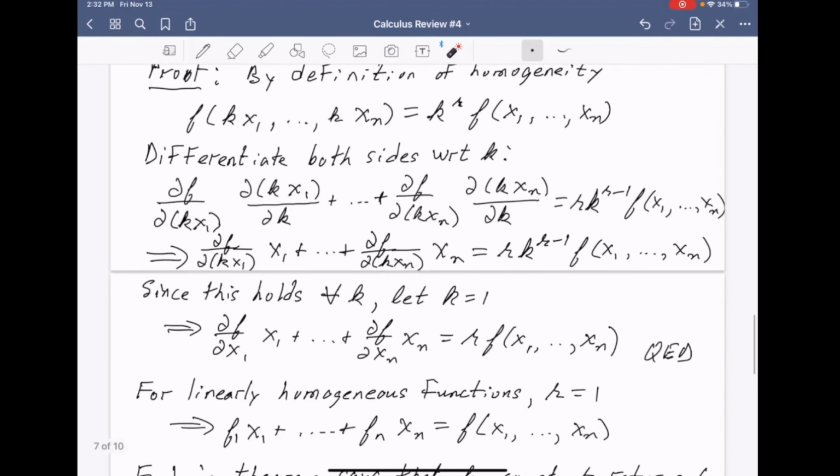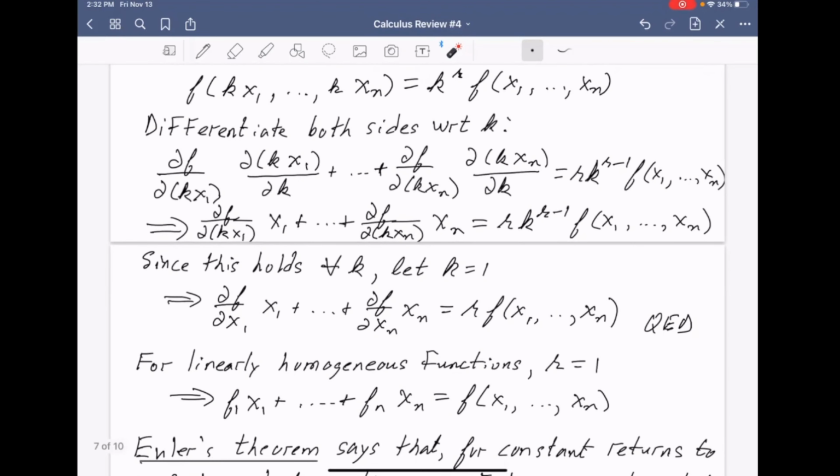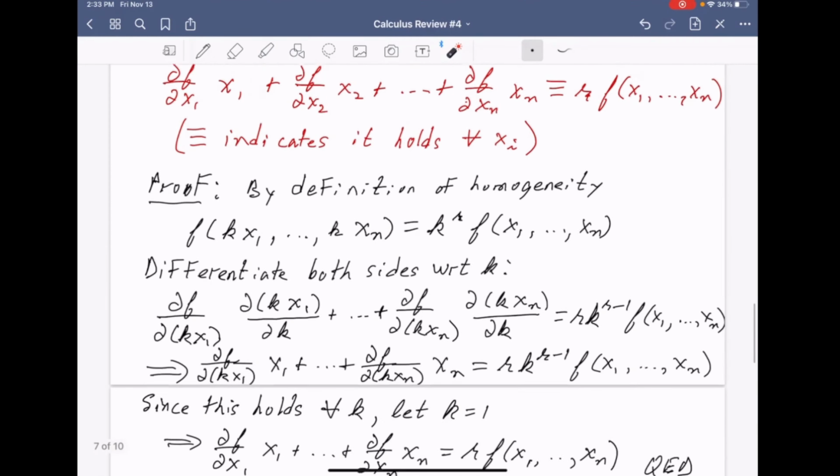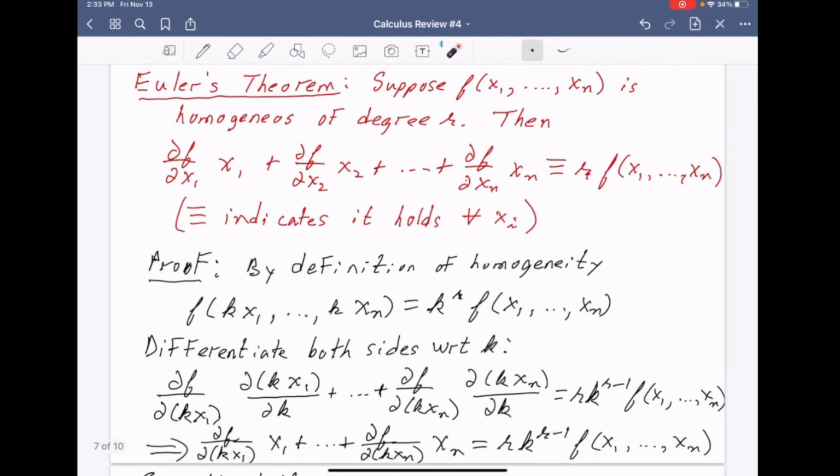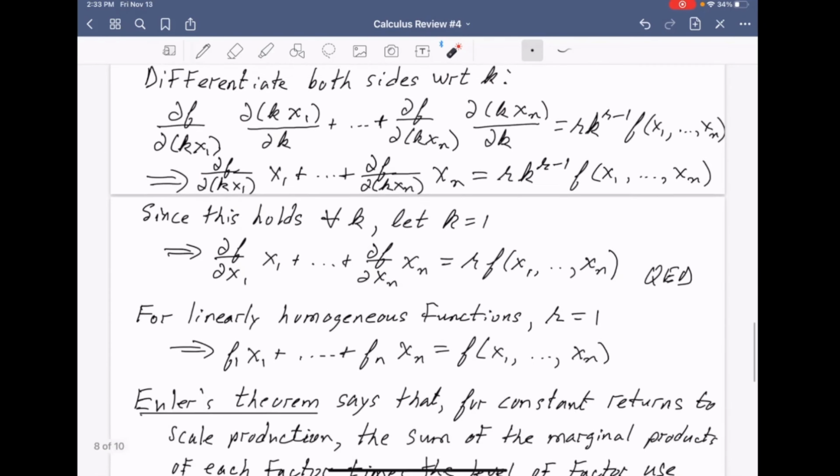Since this holds for all k, let k be 1. So in that case we get back to the partial of f with respect to x1 times x1 plus the partial of f with respect to x2 times x2, and so on until the partial of f with respect to xn times xn is simply equal to r times the original function. That then proves that the sum of all these partials of the original function times their levels is equal to r times the original function.